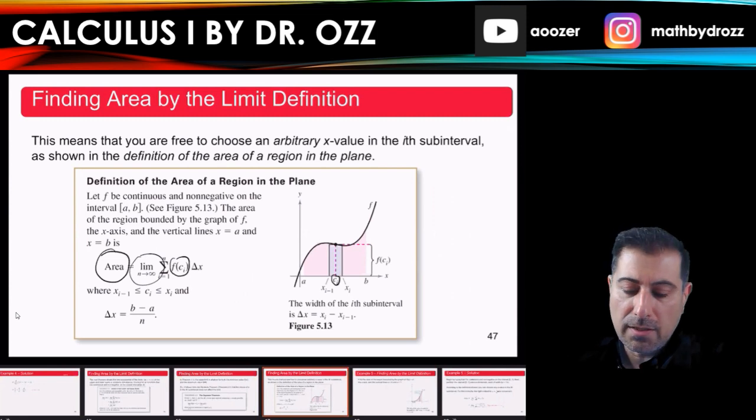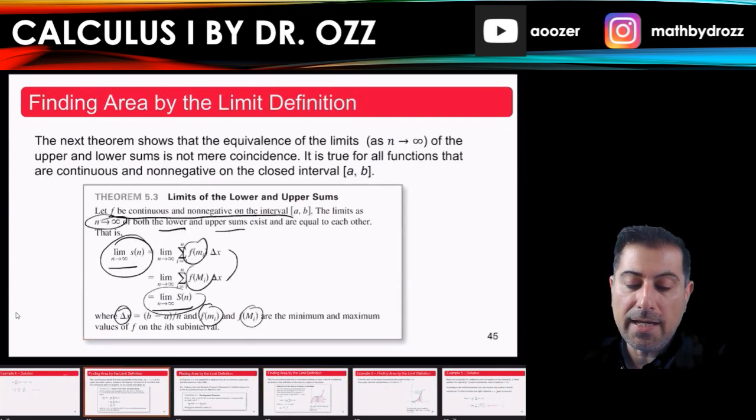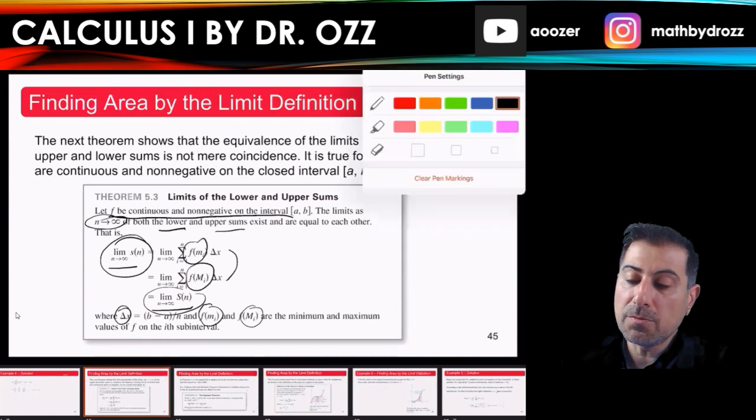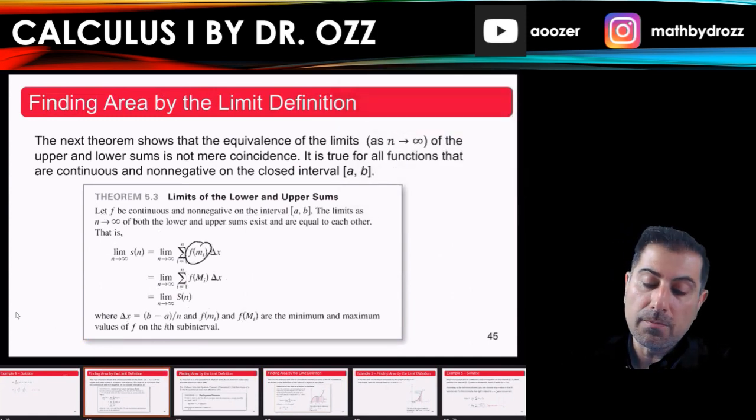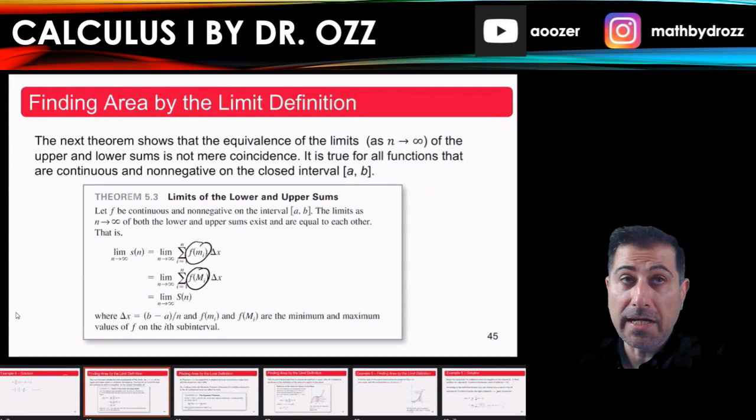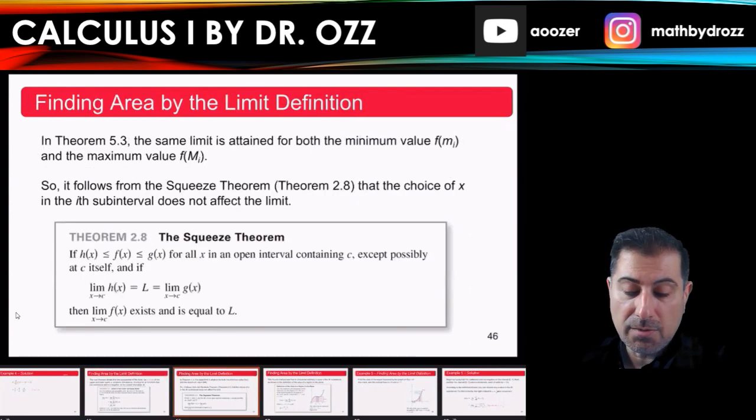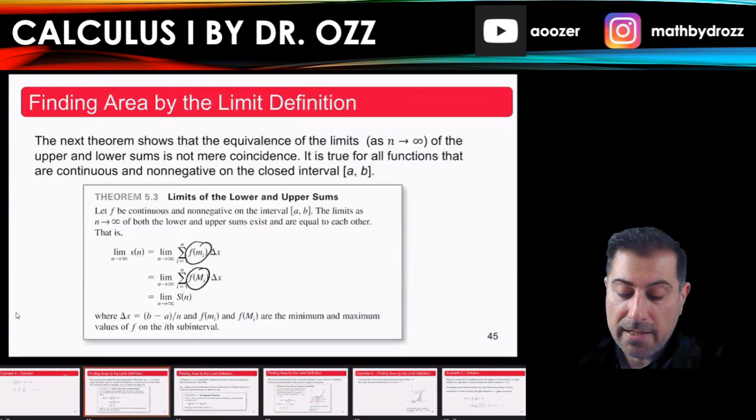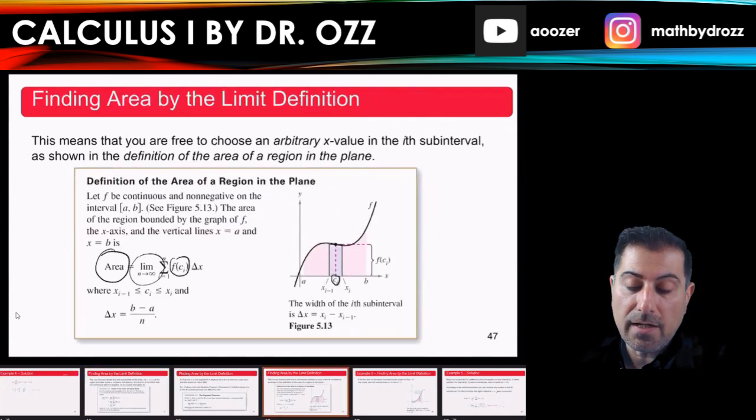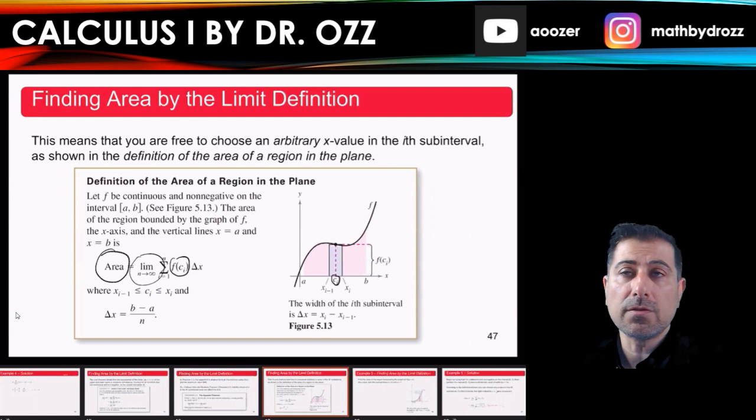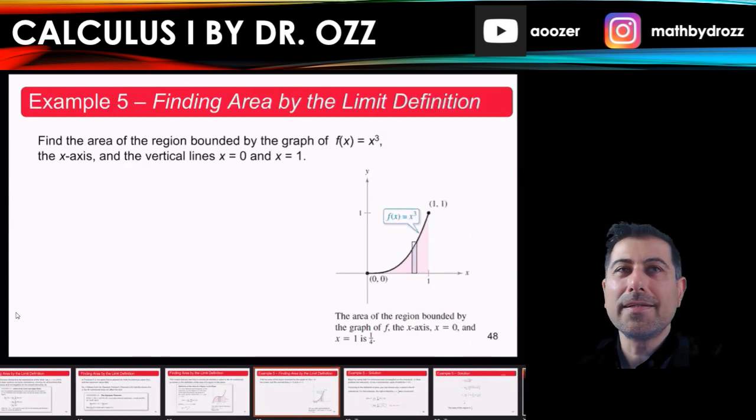So in the previous case, remember that the heights of those rectangles were determined by the minimum and maximum values of the function. In this particular case, we're just saying that you can pick any c_i, any point from each subinterval, to determine the heights of each rectangle. And once you pass the limit, you still have the area of the actual region. All right, let's go with an example here.